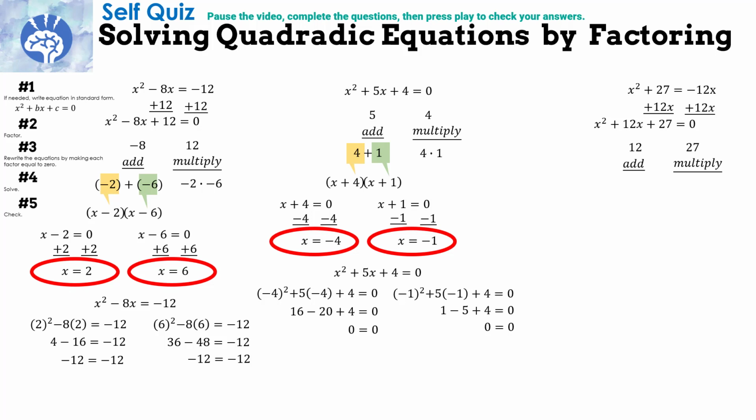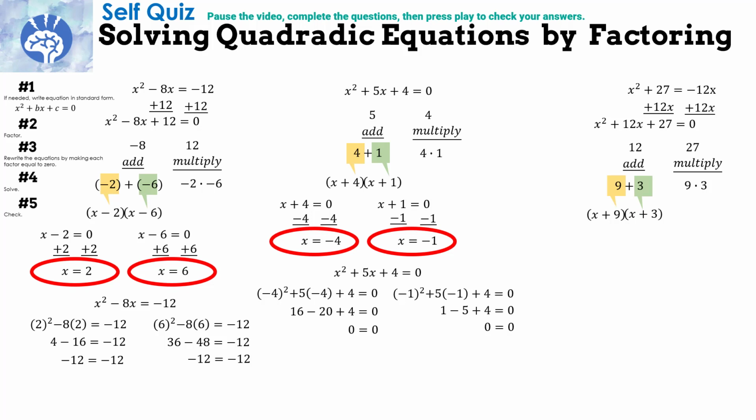So I have to think of two numbers that multiply to 27 that also add to 12. In this case, we have 9 times 3 is 27, and 9 plus 3 is 12. There's our magic numbers. So we're going to factor. We have x plus 9 times x plus 3.